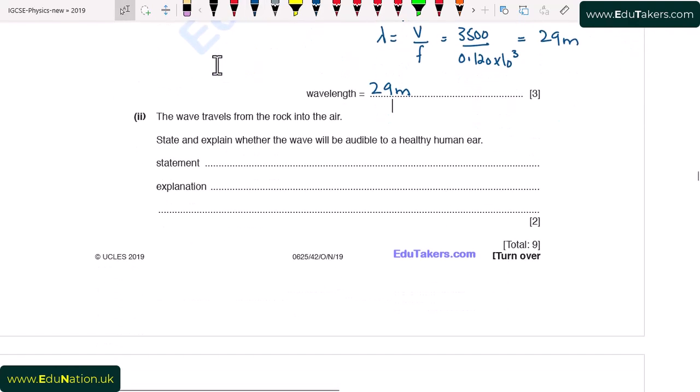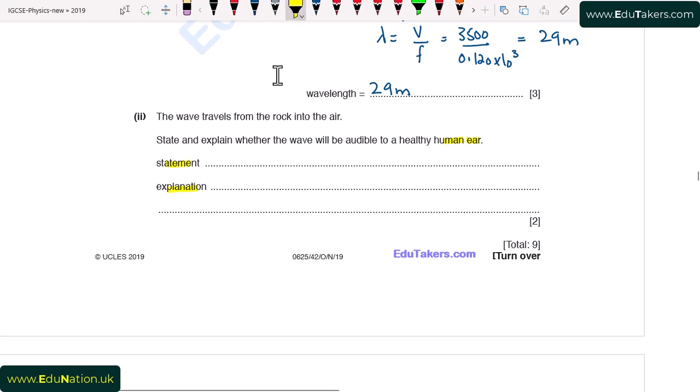Part 2. The wave travels from the rock into air. State and explain whether the wave will be audible to human ear. Statement and explanation. When the wave changes its medium, then there will be no effect on the frequency. Frequency remains same, just wavelength and speed changes.